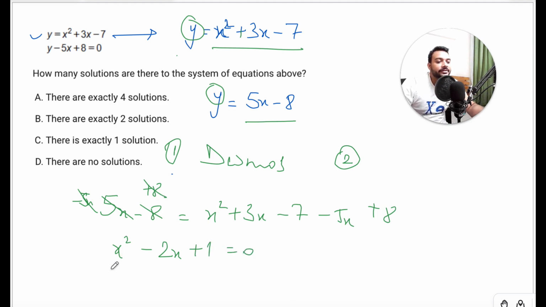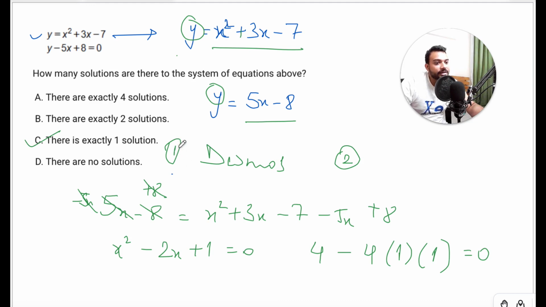If this has real roots, then that means the x's exist. So let's check the discriminant. b squared, negative 2 squared, is 4, minus 4ac, 4 times 1 times 1. b squared minus 4ac is equal to 0. The discriminant is 0. That means it has a single root. Okay, just a single root exists. Identical roots. Okay, real, single. That means there's exactly one solution. Option C. This is using the discriminant.